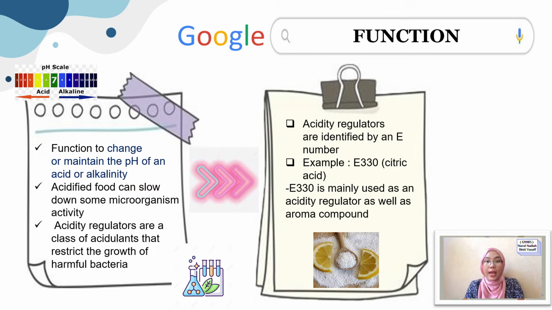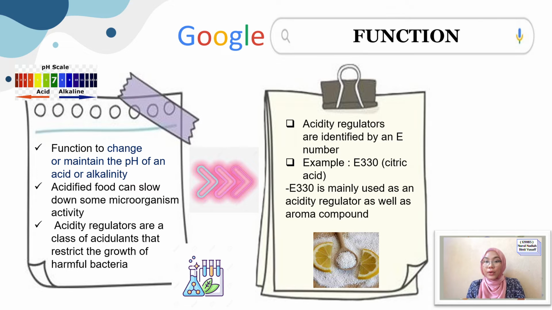Acidity regulators are identified by an E number such as E330, also known as citric acid, or by the term food acid. Citric acid E330, for example, boosts the action of several antioxidants, but is not an antioxidant in its own right. It is primarily employed as an acidity regulator and fragrance component.